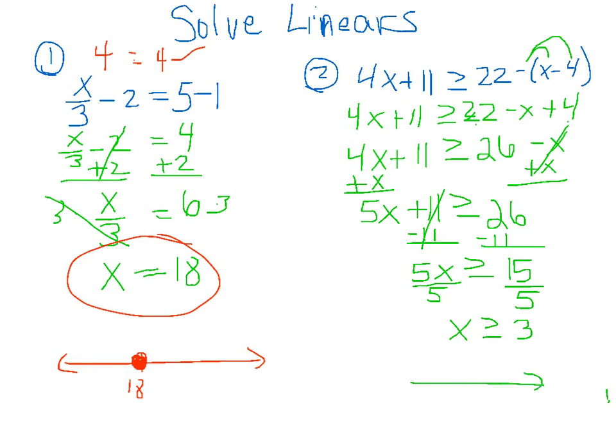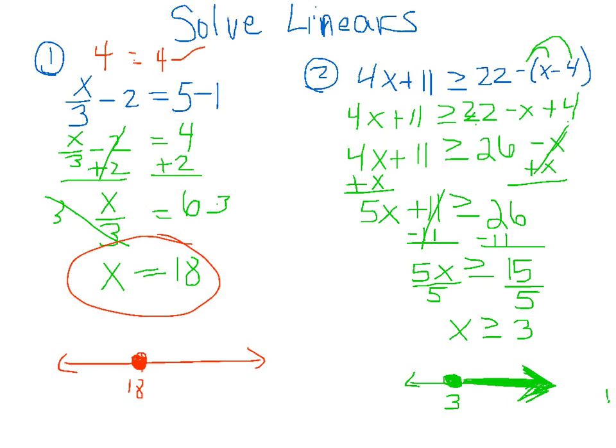When we show this on a number line, we've got the quantity 3. This is greater than or equal to, so we'll use a closed dot. If it was just a greater than, we would use an open dot. We want x to be greater than 3, so we're going to shade the side of the number line where x is greater than 3. So any number where x is greater than 3 is going to be a solution to this inequality.